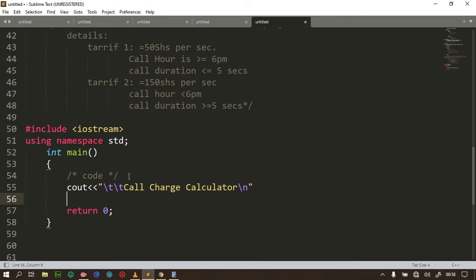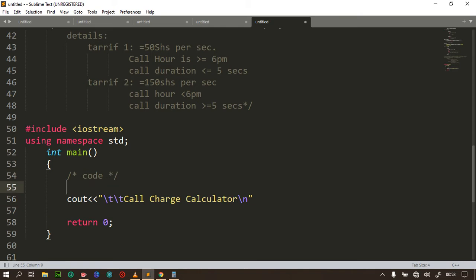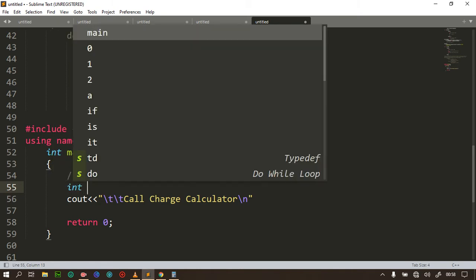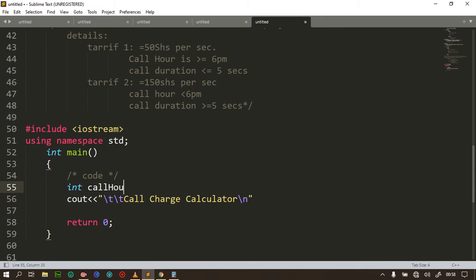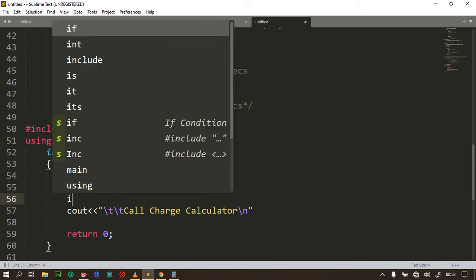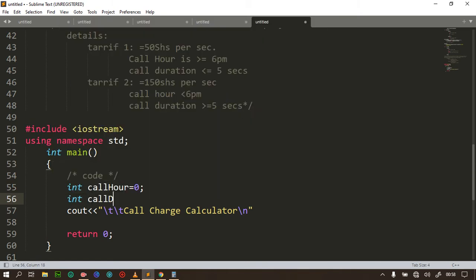So call charge calculator, of course we shall need some variable declarations. So here we shall say int call hour. So call hour, we shall set it to 0. What else do we need? We shall need int call duration, which is also going to be set to 0.